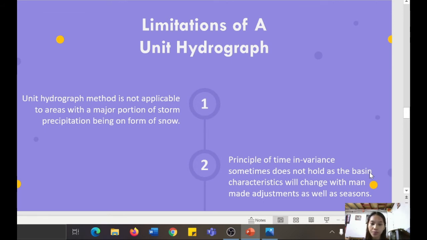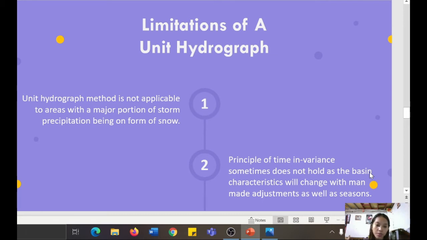Yes, because if there is snow, there is no uniform distribution of flow within a particular area, because there are varying temperatures within an area that we cannot determine and we cannot assume that are uniform.